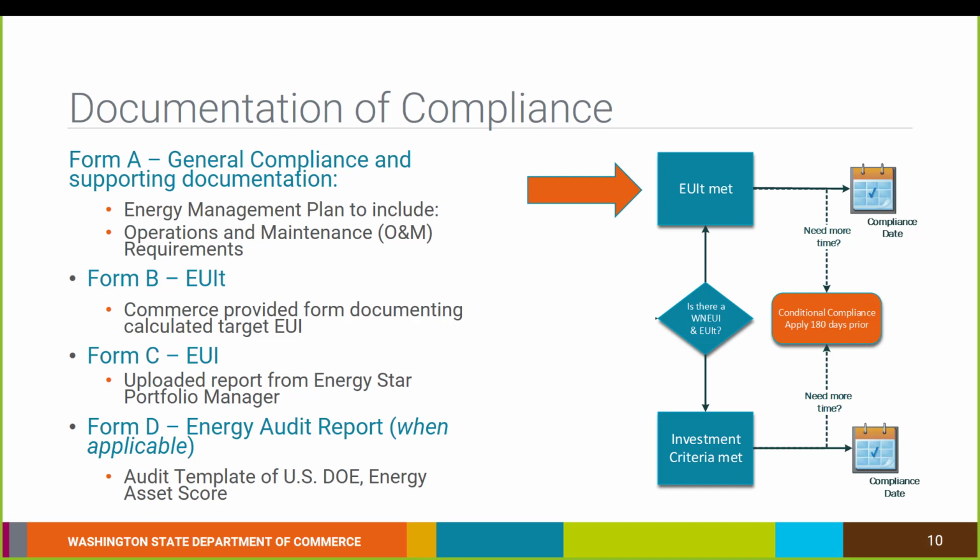Form A. Form A is for general compliance documentation and will include the energy management plan and operations and maintenance implementation documentation. Form B. Form B calculates and documents the building's EUIt and records other pertinent building characteristics. Form C. Form C is the State of Washington Clean Buildings Program report from the Energy Star Portfolio Manager and includes the building weather normalized EUI and specific building characteristics required to benchmark the building.